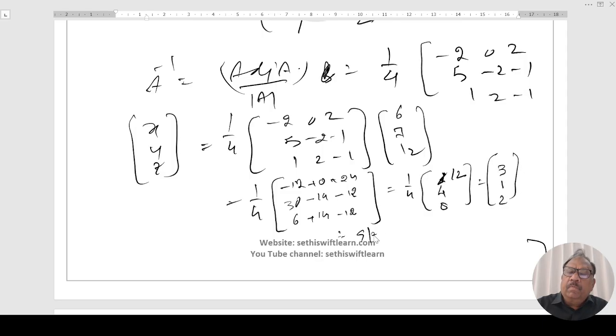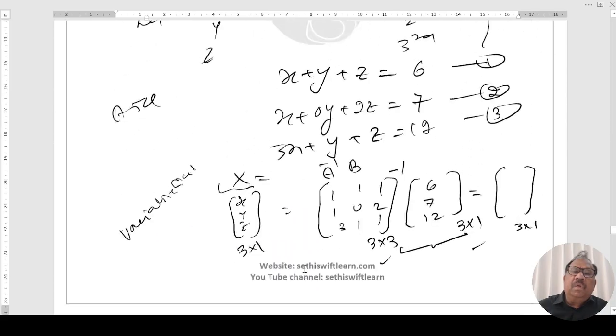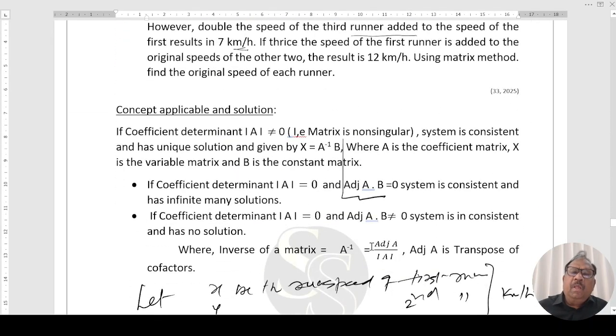Therefore, the speed of the first runner, X, is 3 km per hour, the second runner, Y, is 1 km per hour, and the third runner, Z, is 2 km per hour. This is the exact answer. Right? Criteria of consistency एक बार फिर रिपीट कर देते हैं.